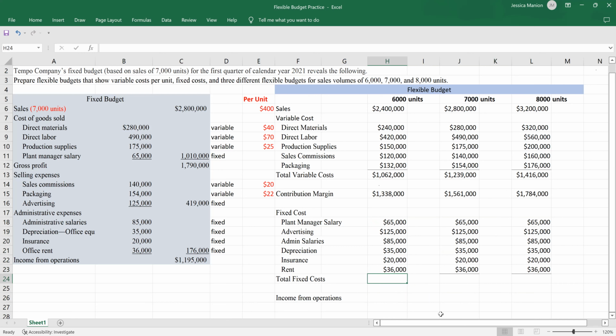And so now we need to add these up, right? So our total fixed cost equals the sum of all, what do we have? 6 fixed costs here, 366,000. And we copied and pasted it, so it should be the same everywhere, obviously. 366,000.